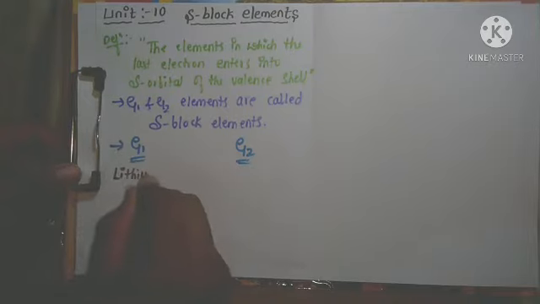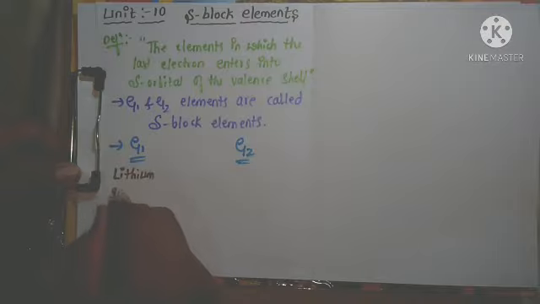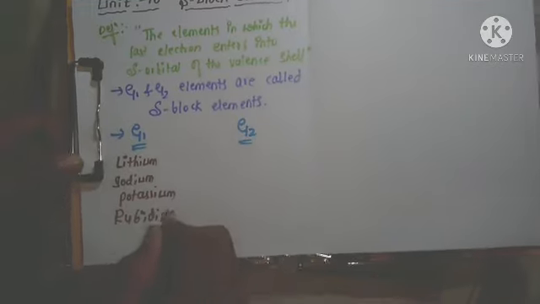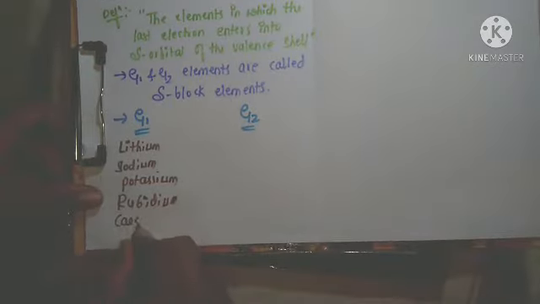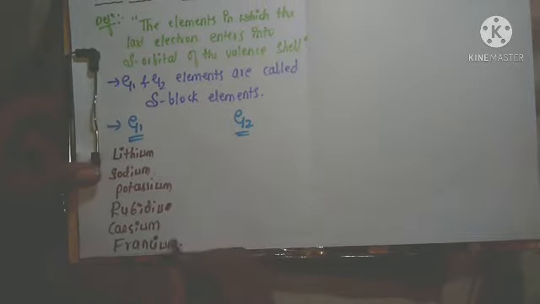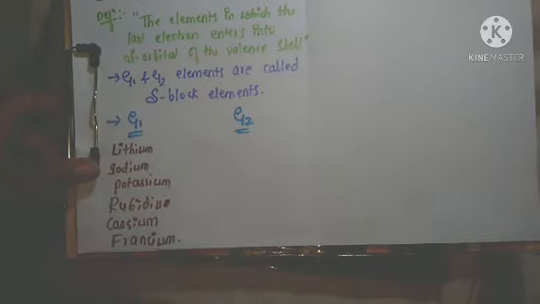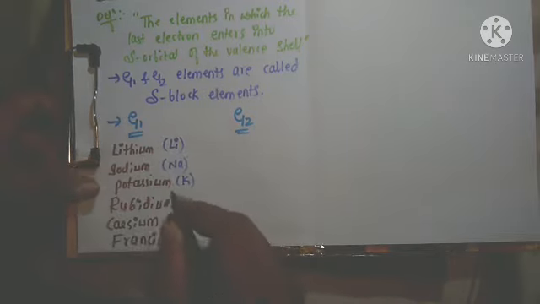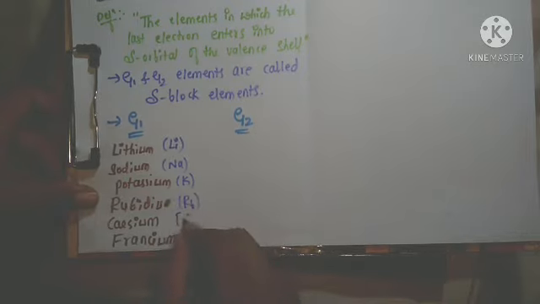Lithium, sodium, potassium, rubidium, cesium, and the last one is francium. Now these are the group 1 elements. Now what are the symbols? Lithium is Li, sodium Na, potassium K, rubidium Rb, cesium Cs, and francium is Fr.